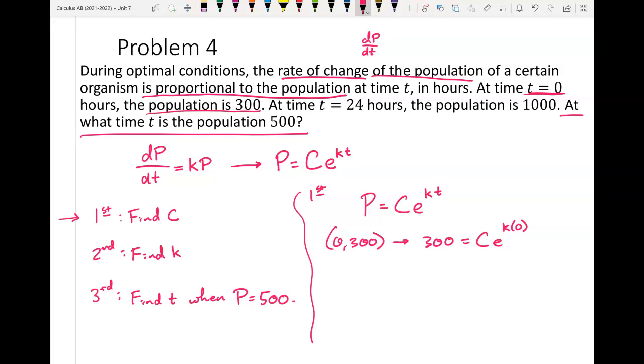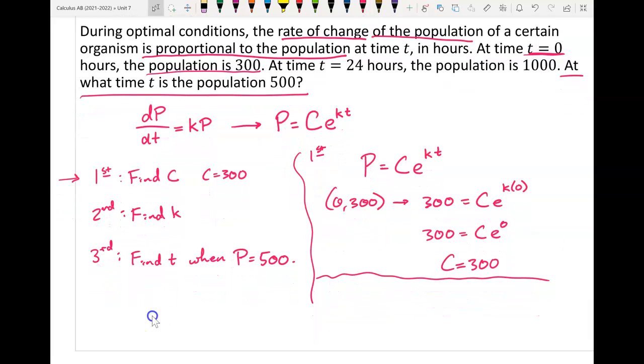Because now k is gone and I just have e to the 0. And as we've already said, what is anything to the 0 power? So therefore, C is equal to 300. And now that is a constant. That is not going to change. All right? So that one's done. C equals 300. I'm going to go ahead and again step back. See if you can find the next one, your k, if you haven't already done so. All right, are you ready for me to do the next part? Okay, so let's do finding k.